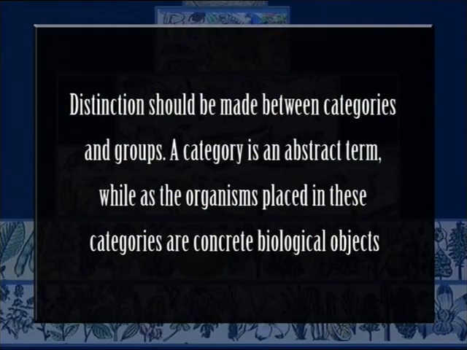A category thus designates a given rank or level in a hierarchical classification. It is important to note that a clear distinction should be made between categories and groups. A category is an abstract term, while the organisms placed in these categories are concrete biological objects.